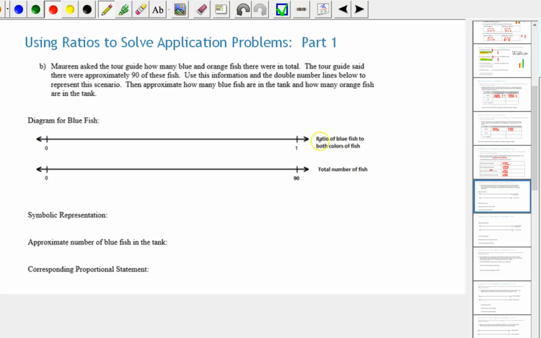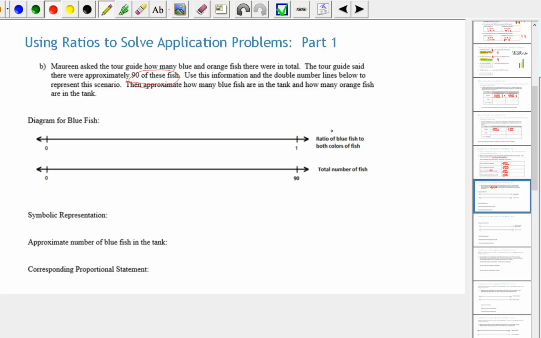Again, here we have a double number line. I was very careful how I labeled these. This says ratio of blue fish to both colors of fish, and this is total number of fish. In this problem, she asked the tour guide, well, how many fish are in this tank? Now we know the total. The total number of fish is 90. So you want to make sure that you label these carefully, just like you would with variables. You don't want to just write blue, or blue/orange. You want to be particular about how you label these.